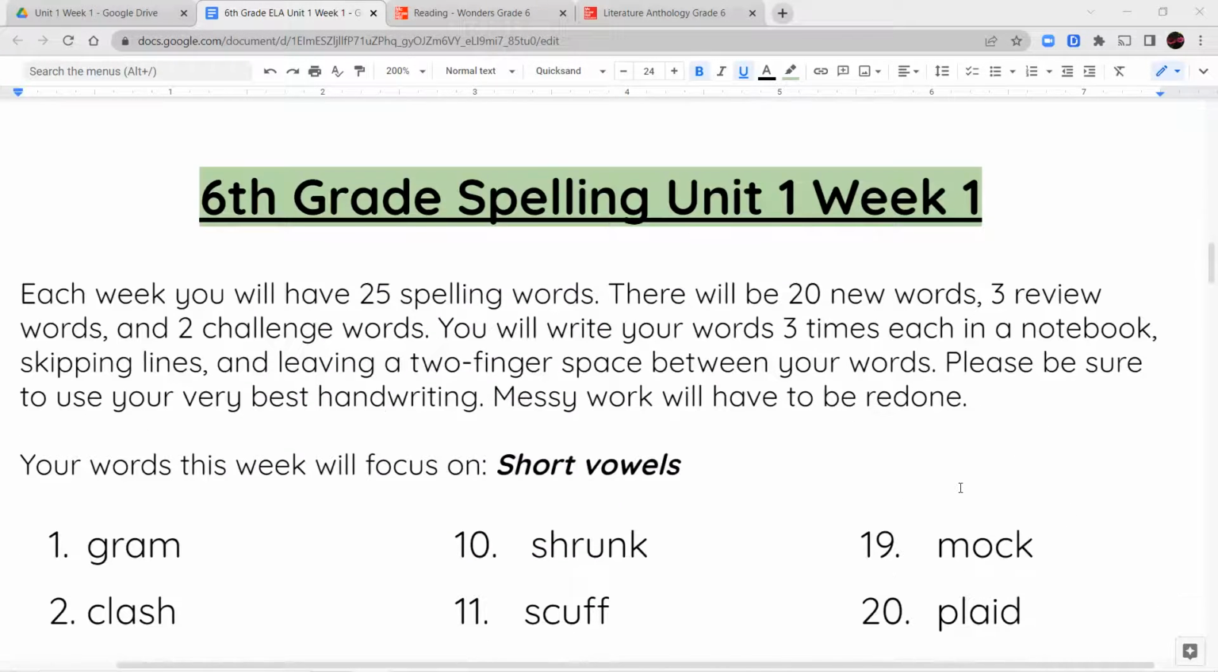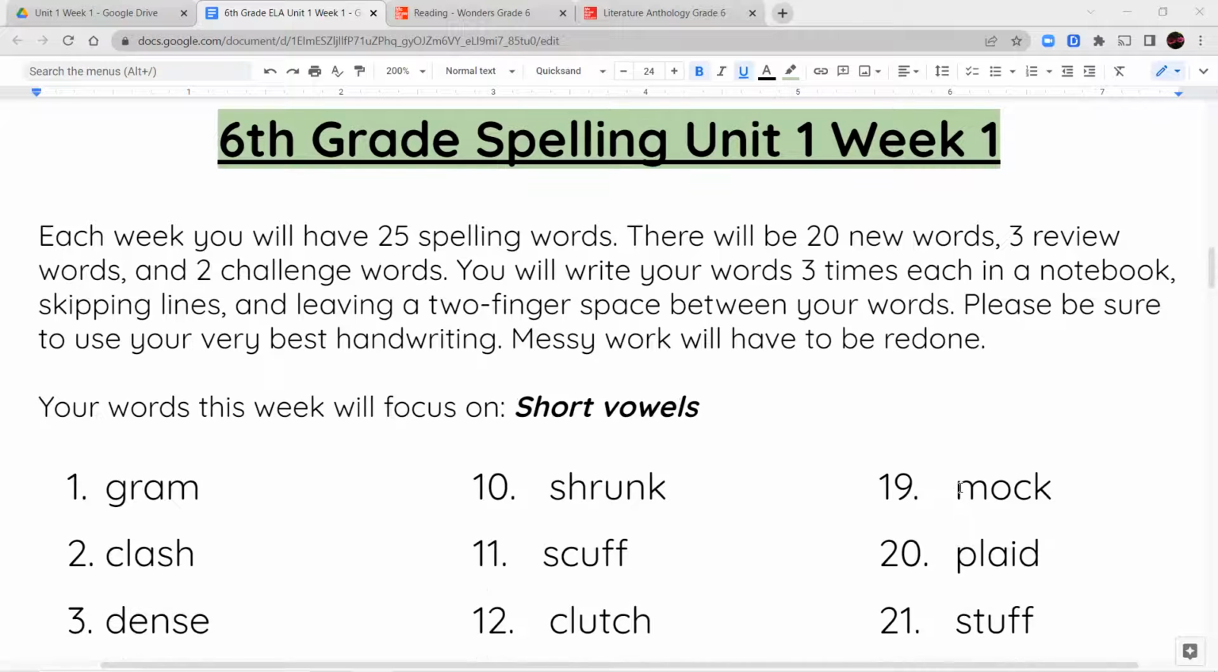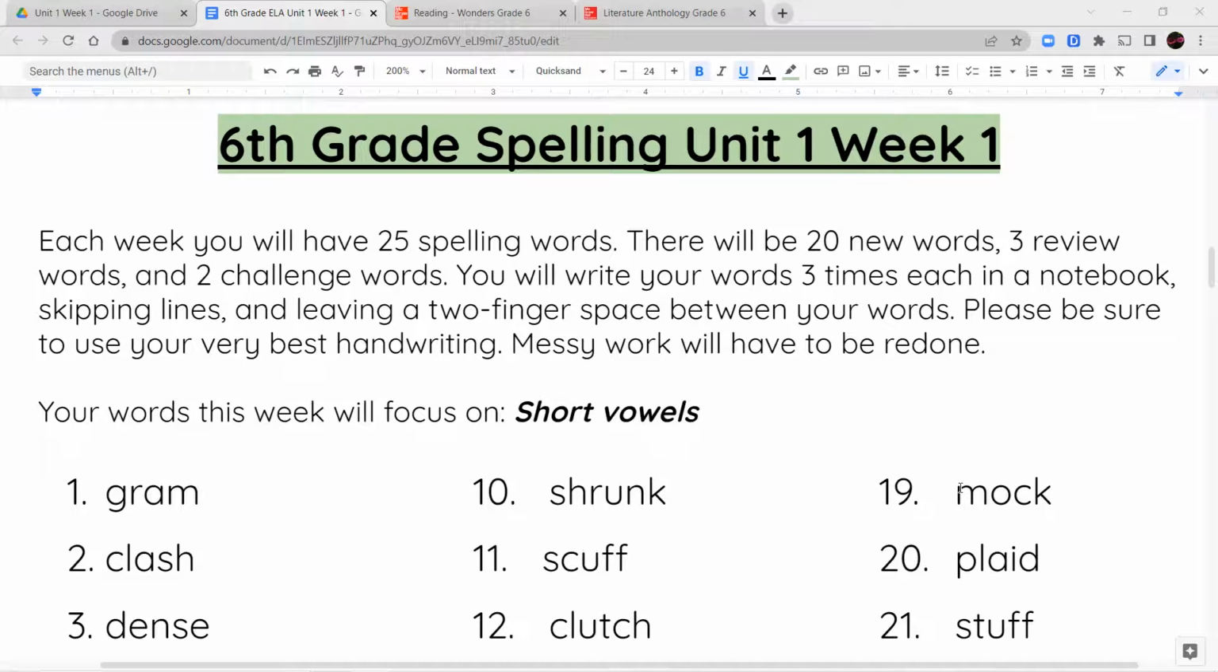All right, next, let's talk about our spelling words. So you're going to have 25 words. 20 of them will be your new words, 3 will be review words, and 2 will be challenge words. Each week, we're going to go over our words. One of your first assignments with your spelling words is to write them 3 times each. So we're going to get to that.